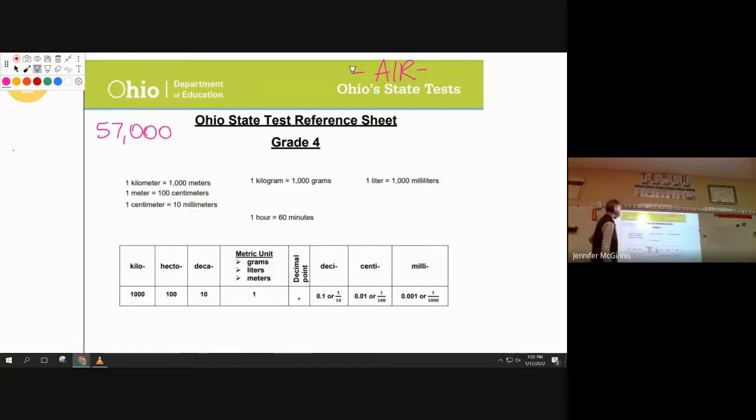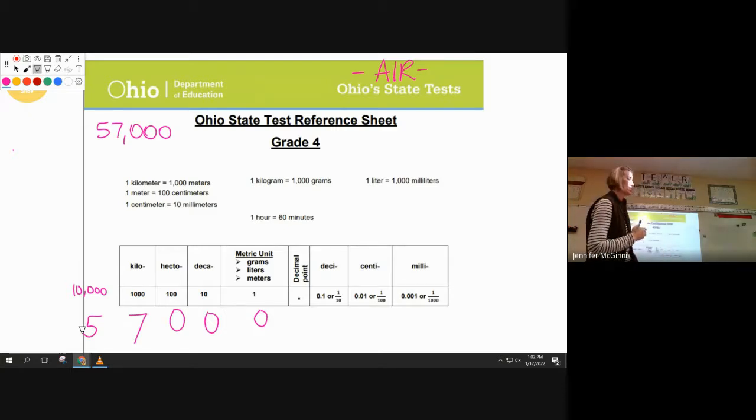Now, I want to use this number, 57,000, and I want to use this chart. How many ones are there in 57,000? Everybody say it together. 0. Tens, 0. Hundreds, 0. Thousands, 7. 7 in the thousands place, and then 10,000 would be 5. The name of today's game is using the place value chart.